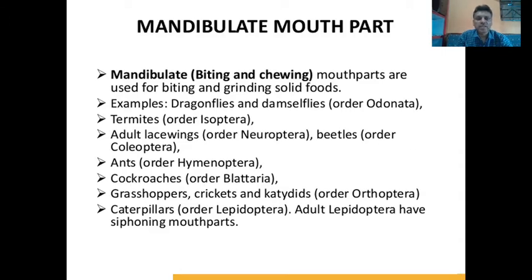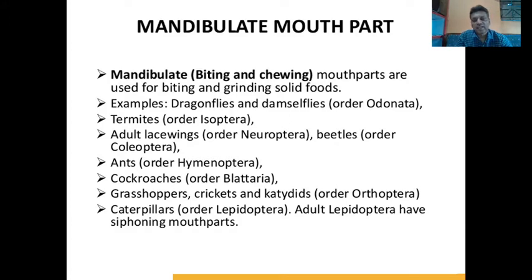Now, mandibulate mouth parts. Mandibulate means biting and chewing type of mouth parts. Examples are dragonflies, damselflies, termites, beetles, ants, cockroaches, grasshoppers, and caterpillars. These are the examples of mandibulate mouth parts.